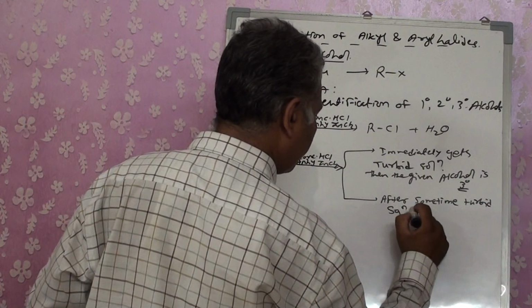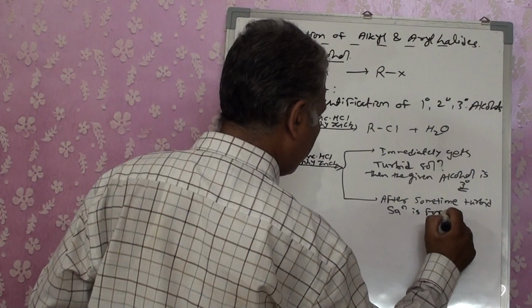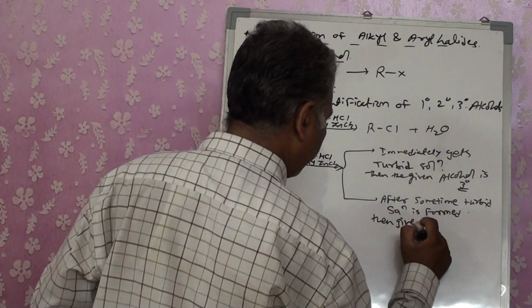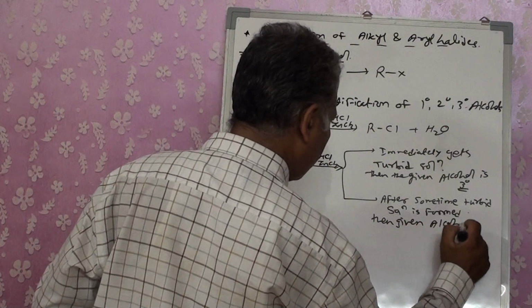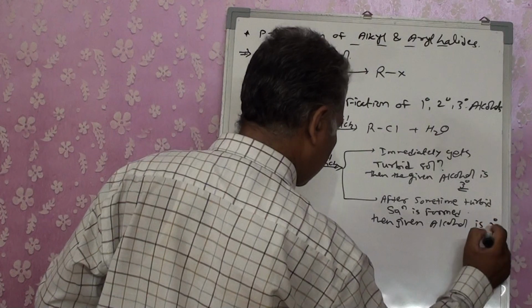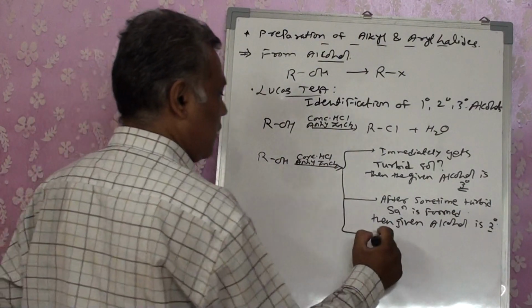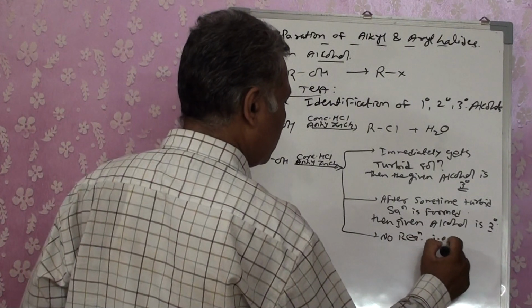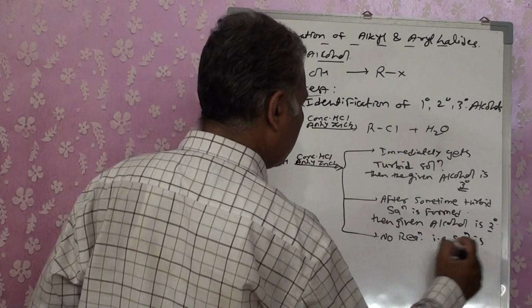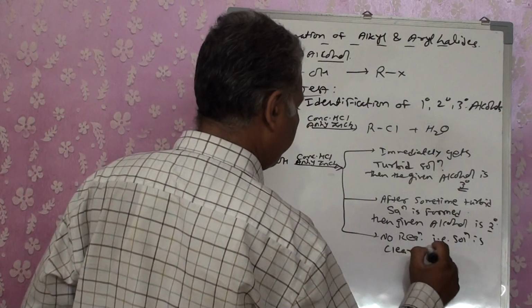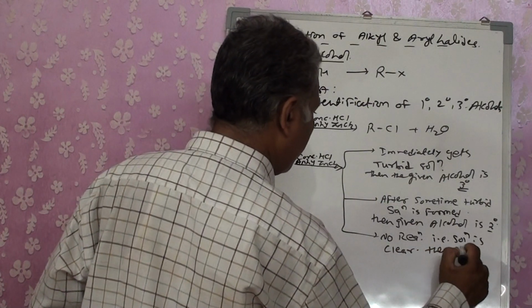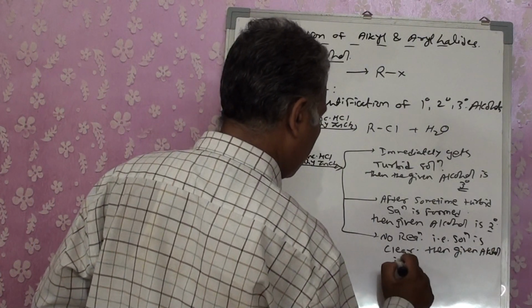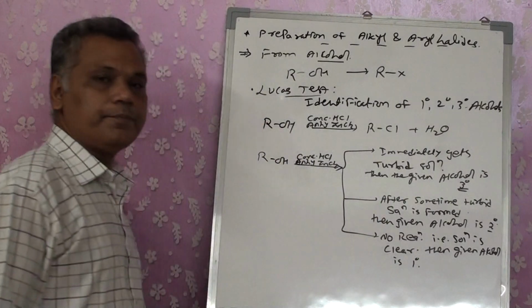for the turbid solution to form, then the given alcohol is secondary, and if there is no reaction, that is, the solution is clear, then the given alcohol is primary.